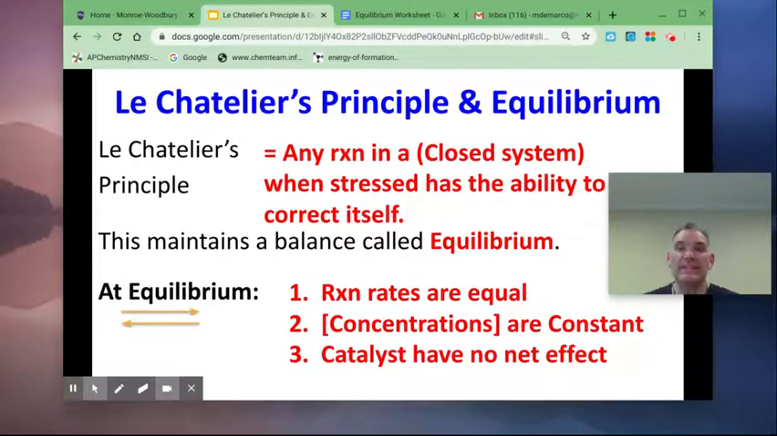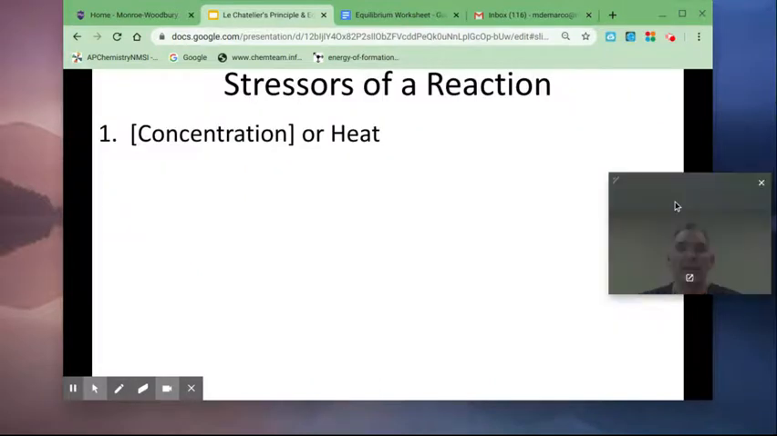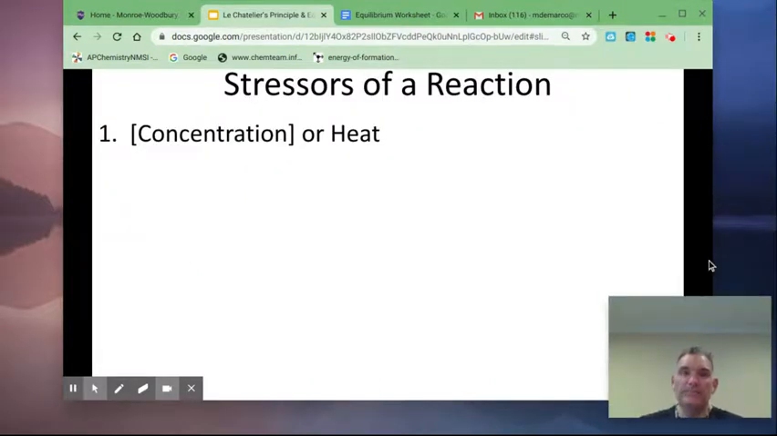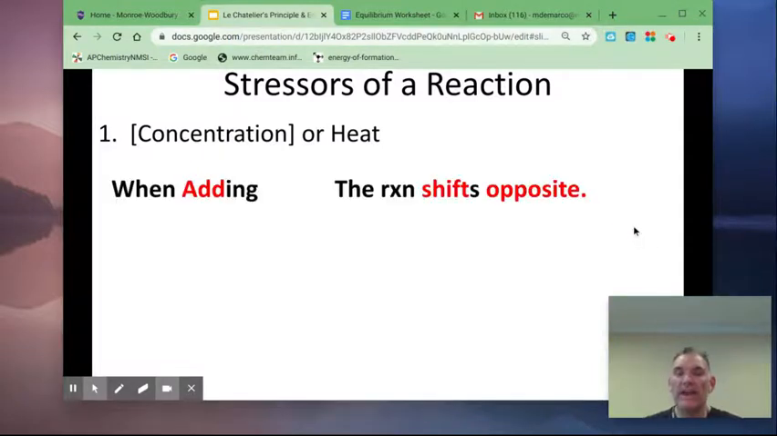Now, how do we assess it? What is this thing we call stress? Stressors of a reaction could be concentration or heat. Concentration and heat go together because when I'm adding or taking away, they act the same way. When we add concentration or heat, the reaction always shifts opposite. Notice what I highlighted in red. It's easier to remember: add shifts opposite.